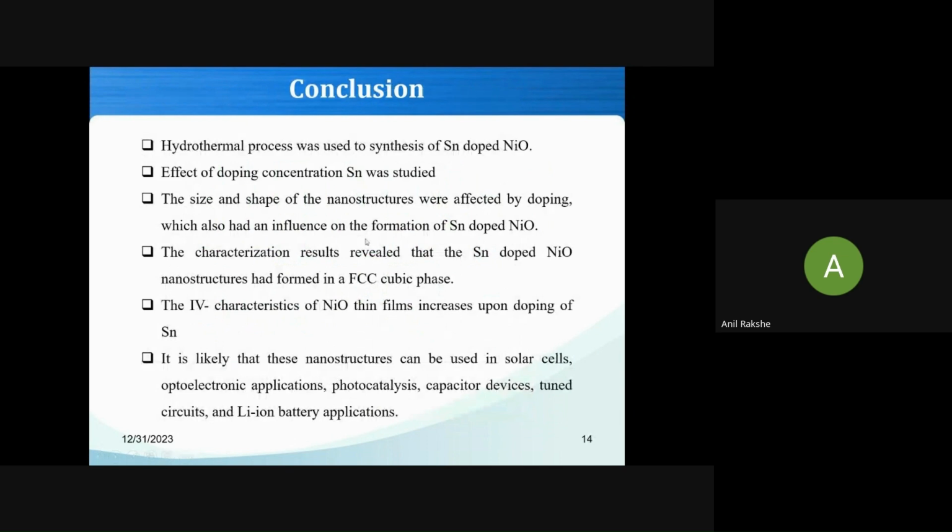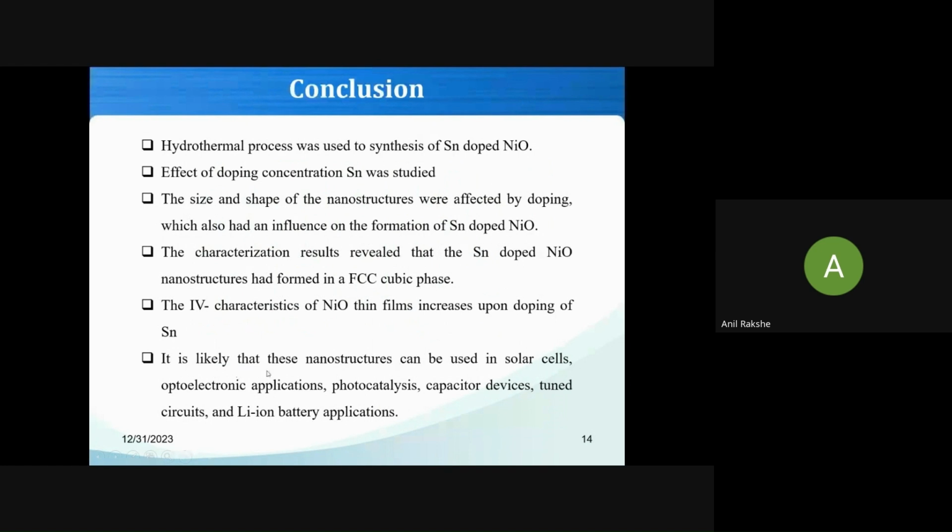The effect of doping concentration of tin was studied, and the size and shape of the nanostructures were affected by the doping, which also had an influence on the formation of tin doped nickel oxide. The characterization results revealed that the tin doped nickel oxide nanostructures have formed in the FCC cubic phase, and the IV characteristics of nickel oxide thin films increase upon the doping of tin.